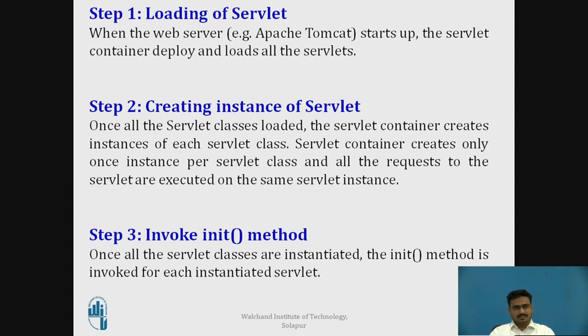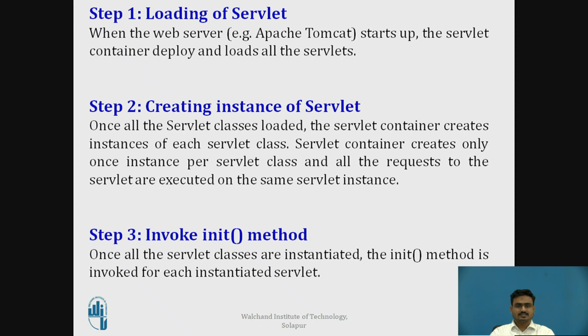When the web server, that is Apache Tomcat we are using, starts up, the servlet container deploys and loads all the servlets. Second, it creates the instance of a servlet. Once all the servlet classes are loaded, the servlet container creates the instance of each servlet class. The servlet container creates only one instance per servlet class, and all the requests to the servlet are executed on the same servlet instance. The third step is invoking the init method.